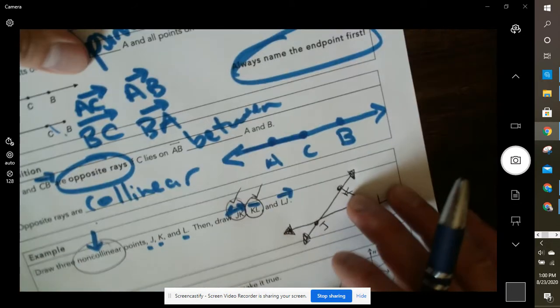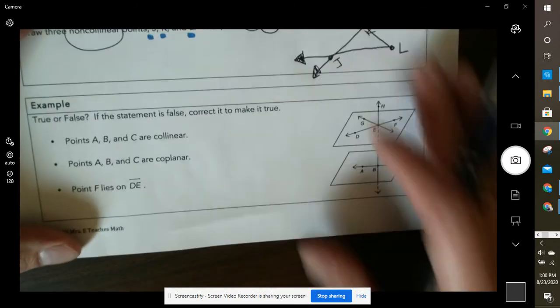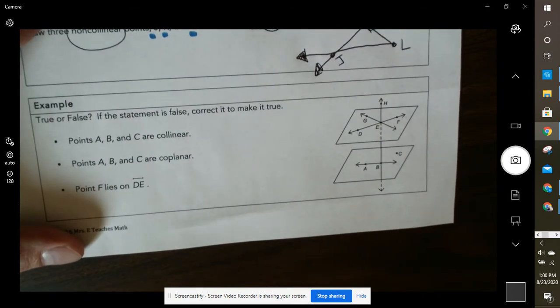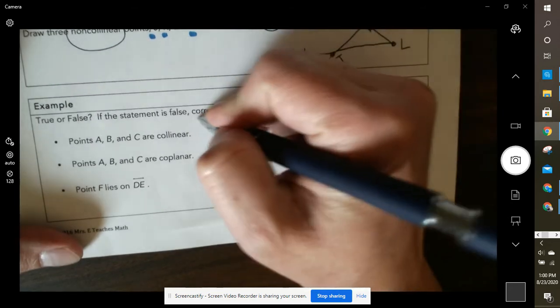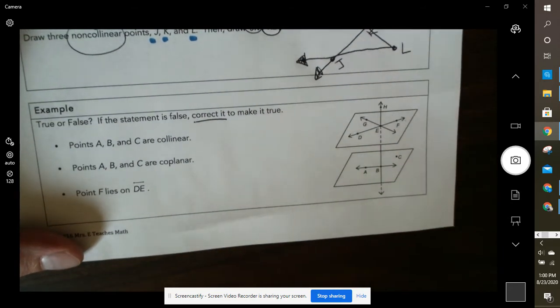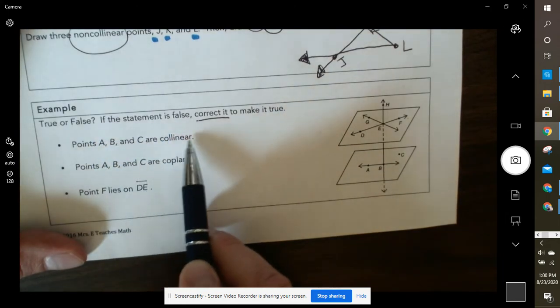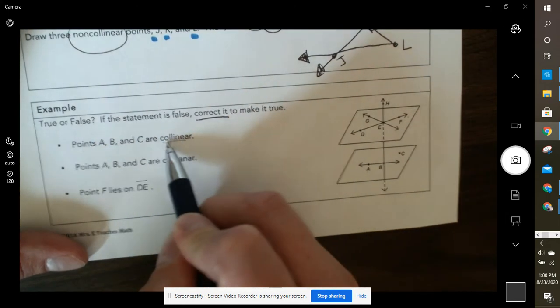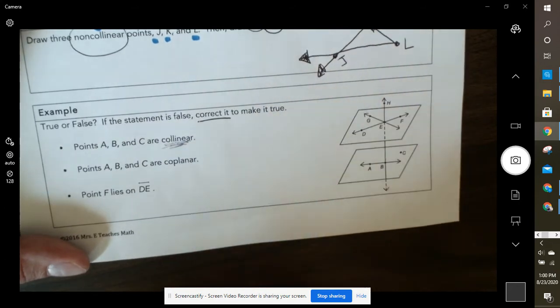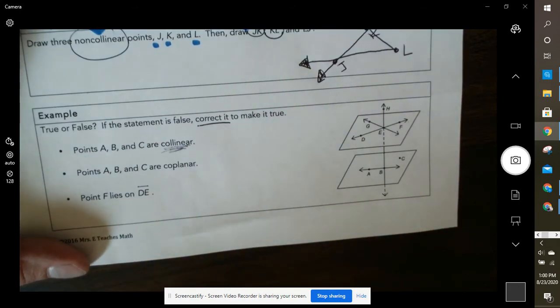Then let's go over our last few: are they true or false? If the statement is false, correct it. Oh man, more work. Okay, just playing. But let's tackle this real quick. So points A, B, and C are collinear. So collinear. What is collinear?